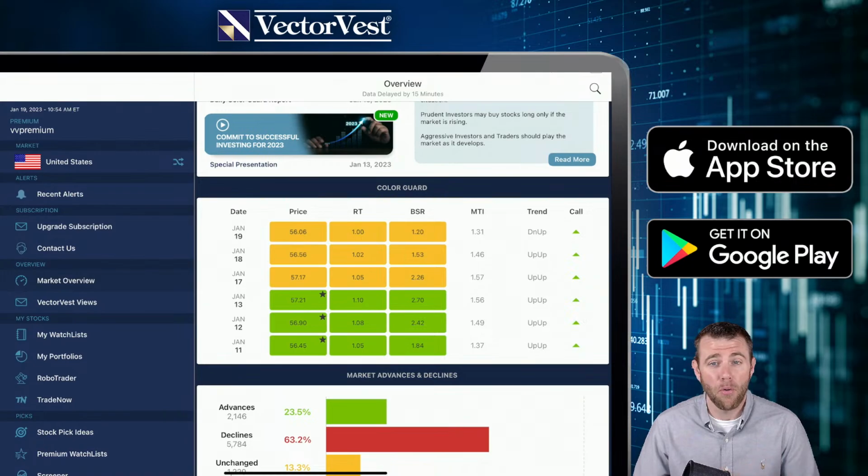And then from that point, we have gone from 1.6 all the way down to 1.46 in a matter of a few hours. And then today, now we're down to 1.31. That is showing us that there is definitely some clear softening, and this is why you want to keep your eye on the MTI.